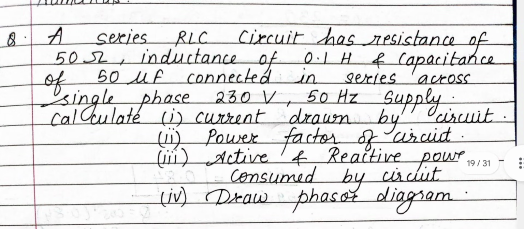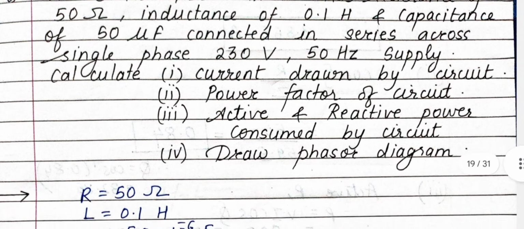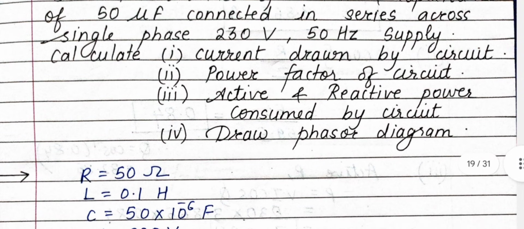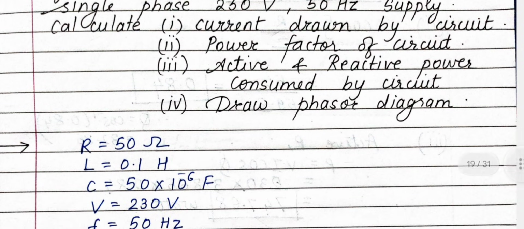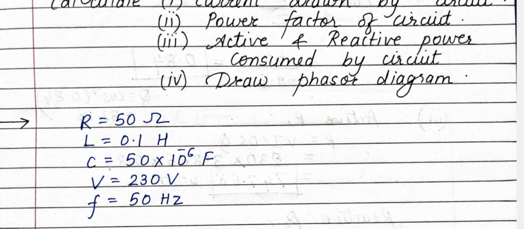This is a numerical, again it will be a PYQ. Here a series RLC circuit has resistance of 50 ohm, inductance of 0.5 Henry and capacitance of 50 microfarad connected in series across a single phase 230 volt 50 Hz supply. We have to calculate 4 things: current drawn by the circuit, power factor, active and reactive power, then the phasor diagram we have to make.